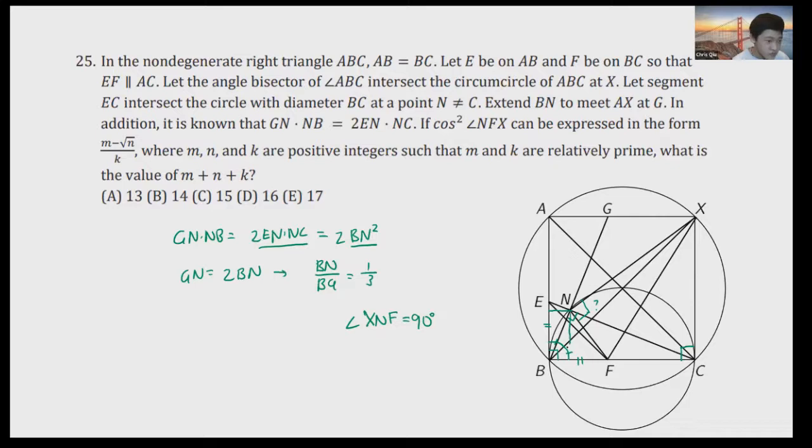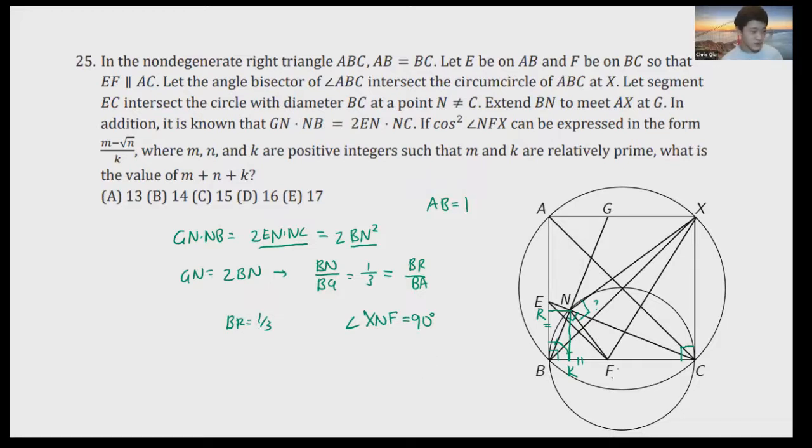And let's drop the altitudes from N to AB and BC. And let's call these feet of the altitudes R and K. And since BN over BG is equal to 1/3, by similar triangles BRN and BAG, BR over BA is also 1/3. And so, since we're looking for a cosine of an angle, we can allow AB to equal anything. So let's just suppose AB equals 1. And so what this tells us is that BR is equal to 1/3.